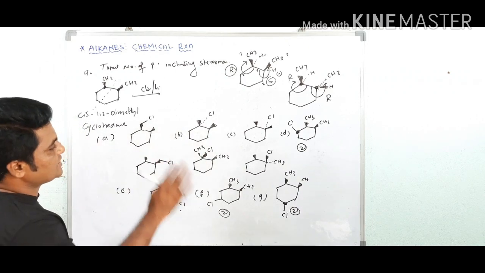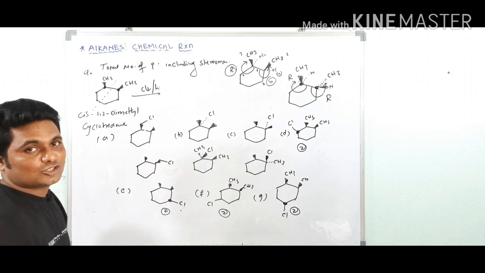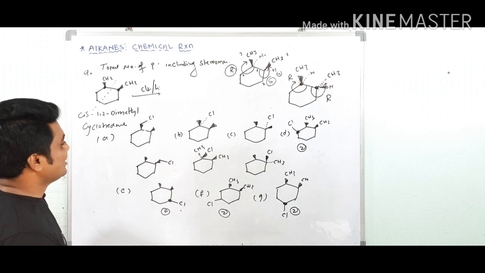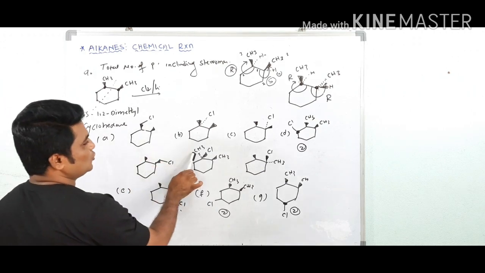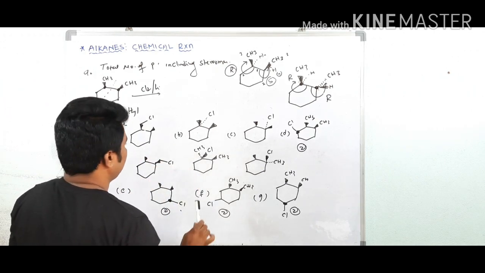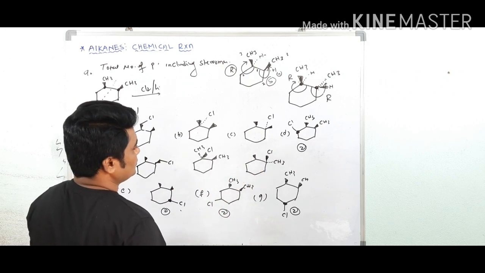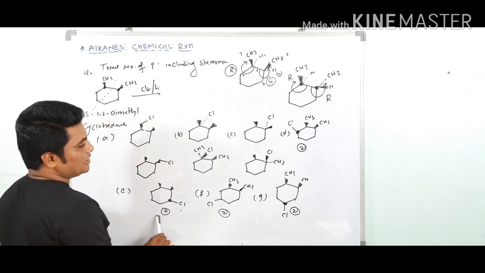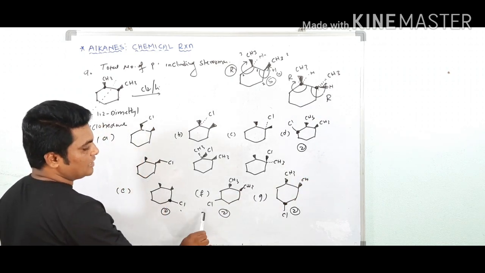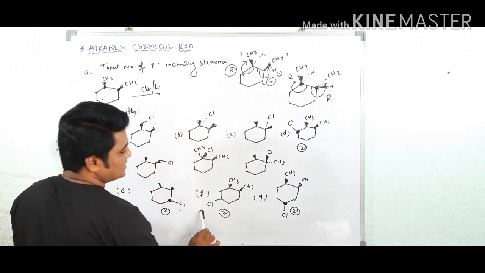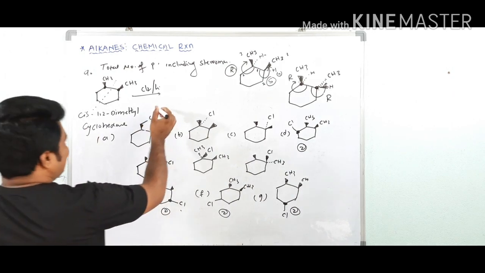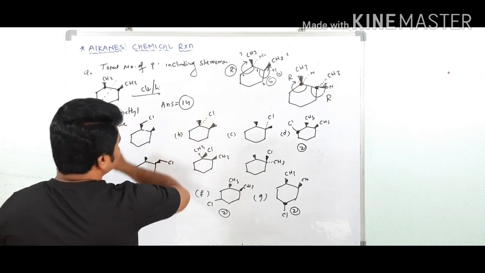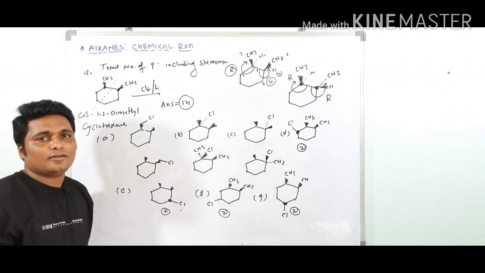Now count the isomers including stereoisomers. This is a little bit difficult. Now see here, 2, 2, 4, 4 plus 2, 6, 6 plus 2, 8, 8 plus 2, 10, 10 plus 2, 12, 12 plus 2, 14. So the right answer for this compound is 14. This is the total isomer.